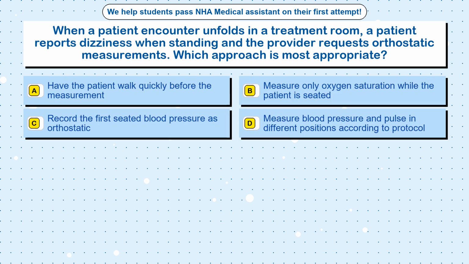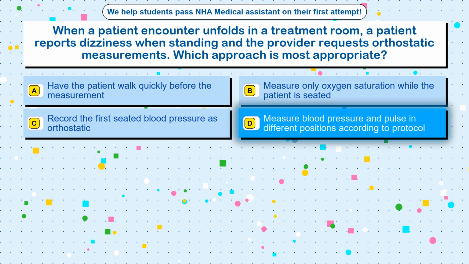Question 91. When a patient encounter unfolds in a treatment room, a patient reports dizziness when standing and the provider requests orthostatic measurements. Which approach is most appropriate? Option A, have the patient walk quickly before the measurement. Option B, measure only oxygen saturation while the patient is seated. Option C, record the first seated blood pressure as orthostatic. Option D, measure blood pressure and pulse in different positions according to protocol. The correct answer is option D, measure blood pressure and pulse in different positions according to protocol.